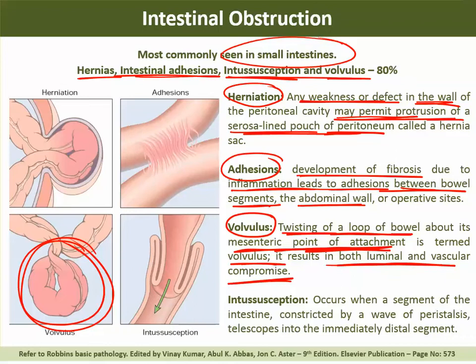Volvulus is very dangerous because this segment of intestine will go for ischemia. Ischemia will lead to severe hypoxia. Hypoxia will lead to necrosis. That is called infarction.